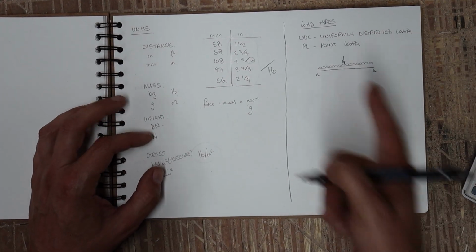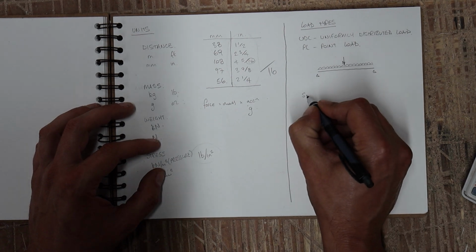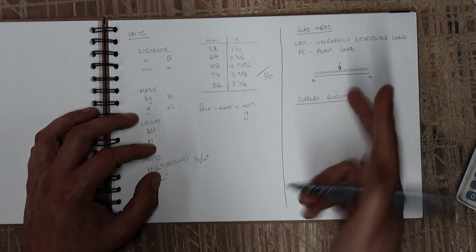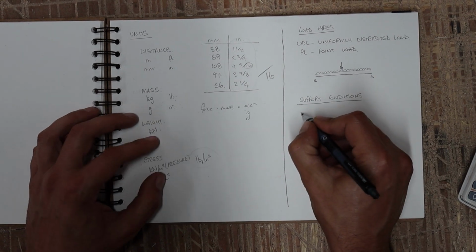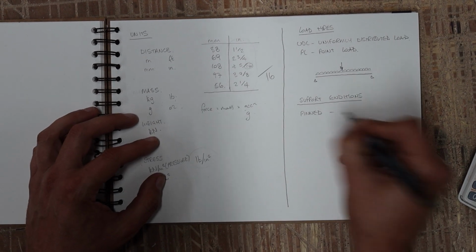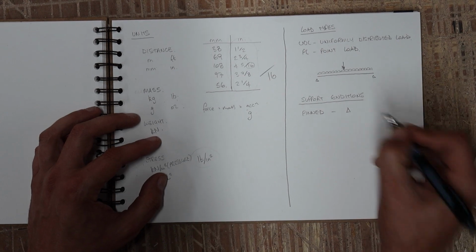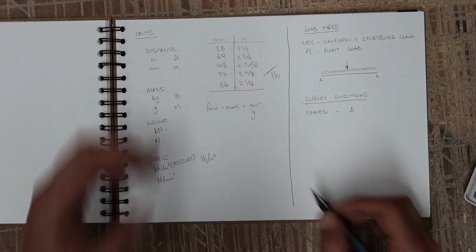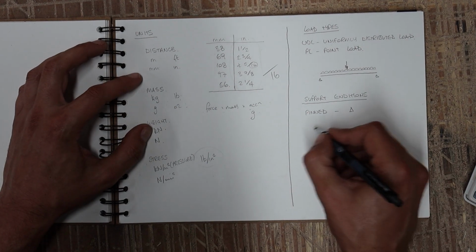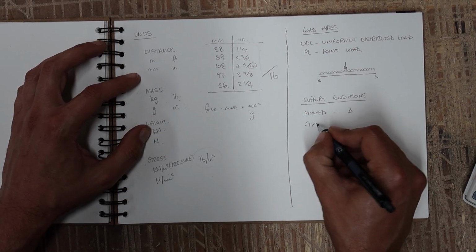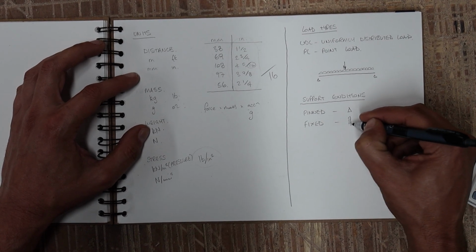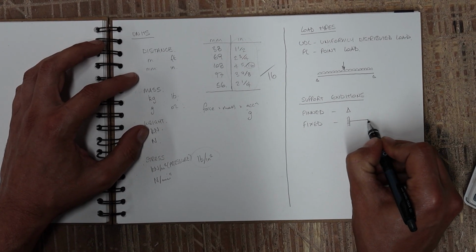The next thing I want to talk about is support conditions. There are two support conditions. We have pinned, which we generally notate with a triangle like so. That's how I've done these. That's a pinned support beam. And the other type of support would be a fixed support. We would notate that like so, with the beam sticking out the side.